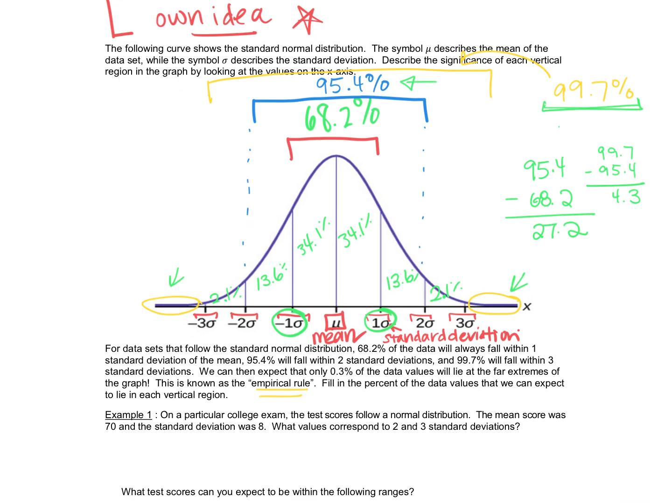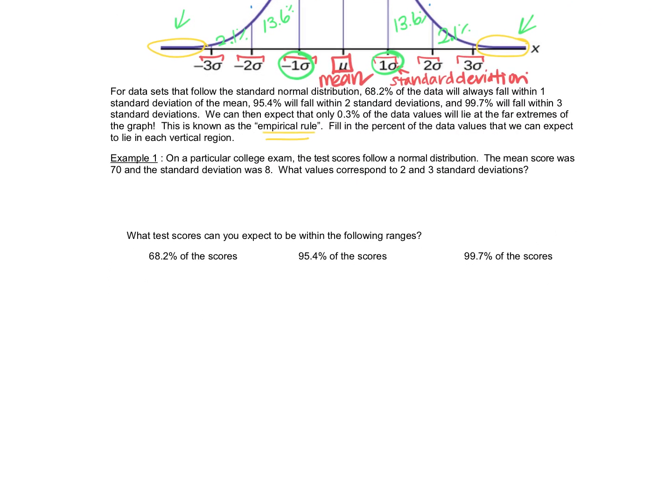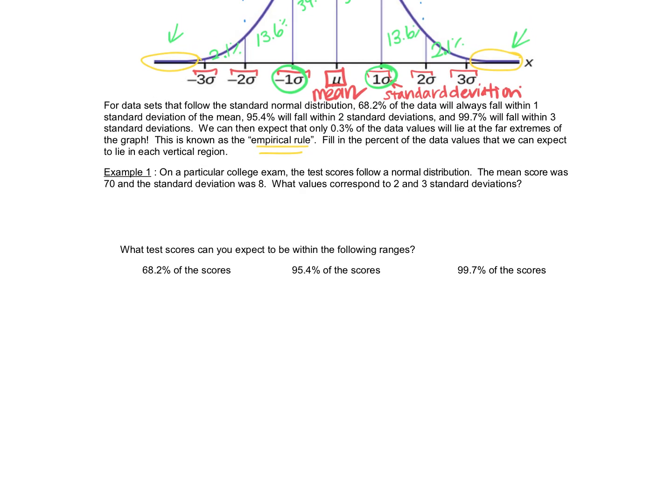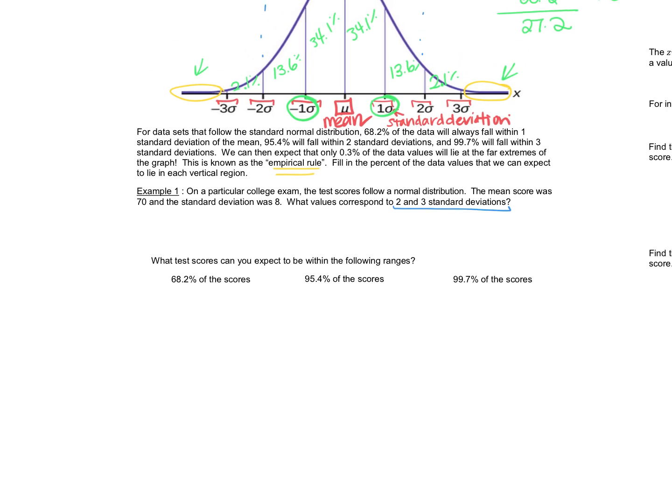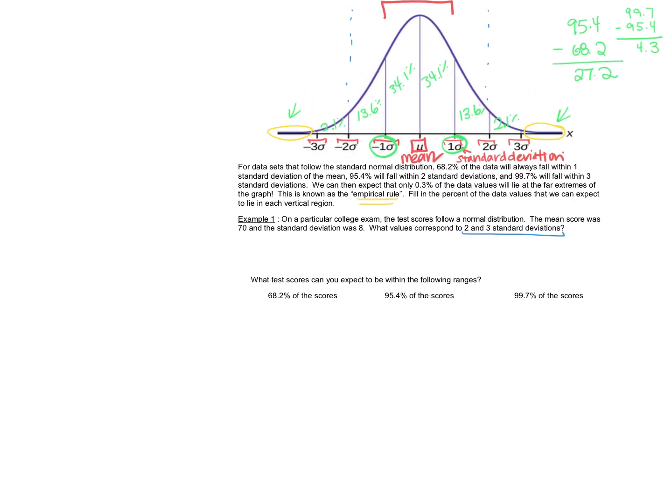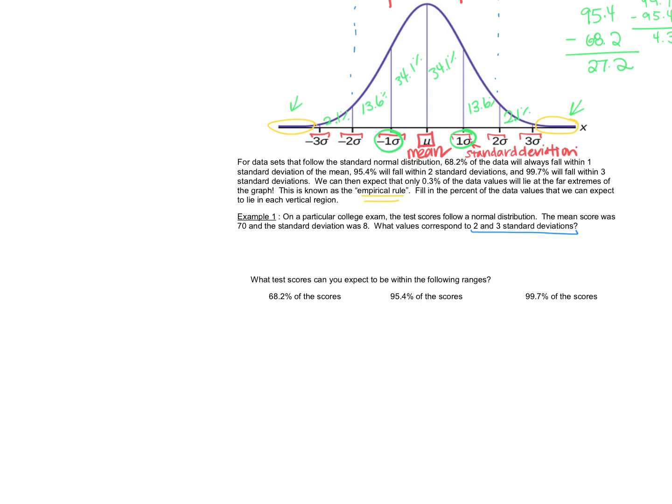All right, for example number 1, on a particular college exam, the test scores follow a normal distribution. The mean score was 70 and the standard deviation is 8. What values correspond to 2 and 3 standard deviations? I'm going to sketch, and you should be doing this maybe on a separate sheet of paper. I'm going to sketch a bell curve. I'm going to put right in the middle the mean. Remember, the middle goes the mean.